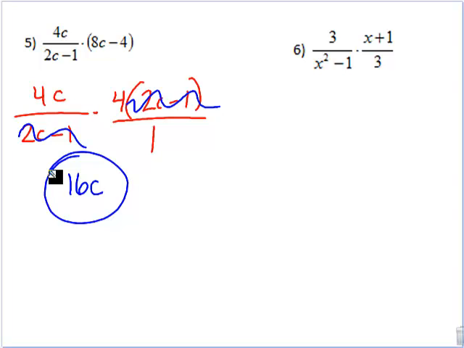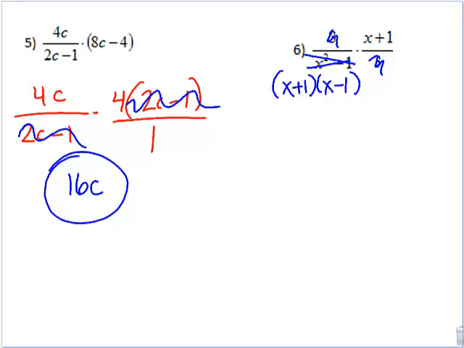All right, number 6, we have 3 over x squared minus 1 times x plus 1 over 3. Okay, so we definitely see that we can cancel the 3s. Can't we factor x squared minus 1? Good, we can factor x squared minus 1. What does x squared minus 1 factor to? Okay, so I'm going to replace that with an x plus 1 times an x minus 1.